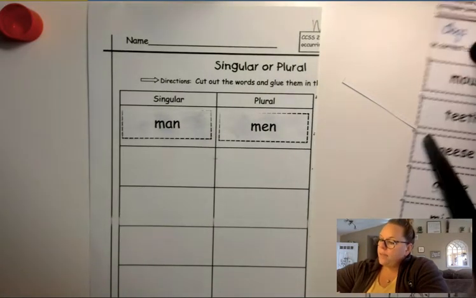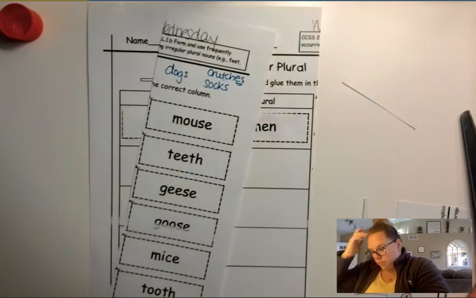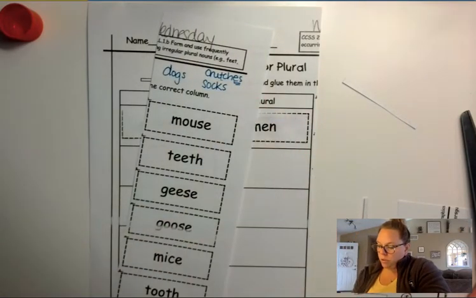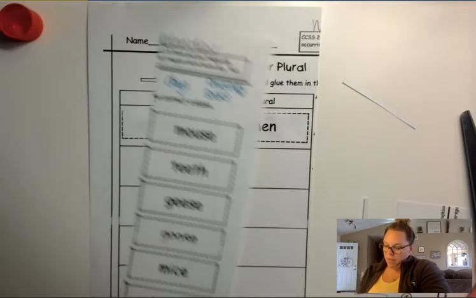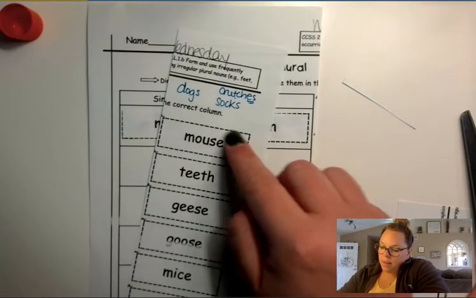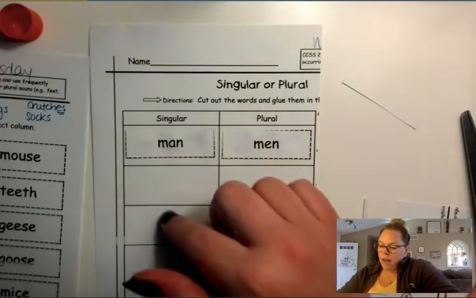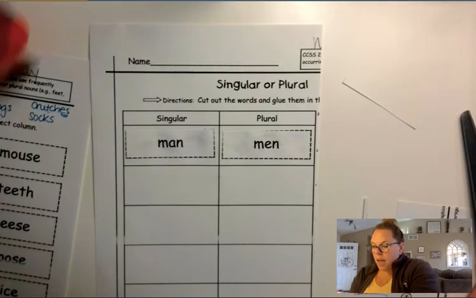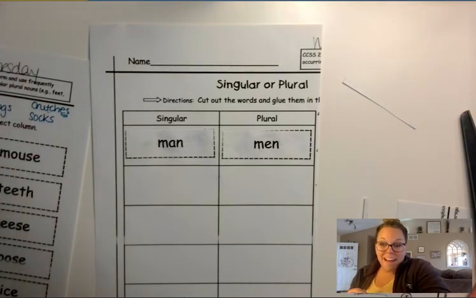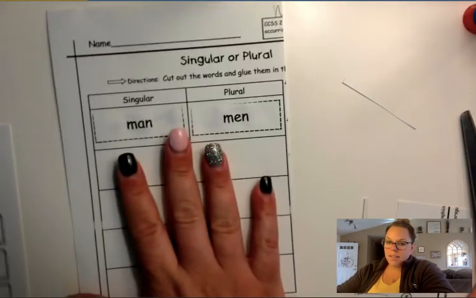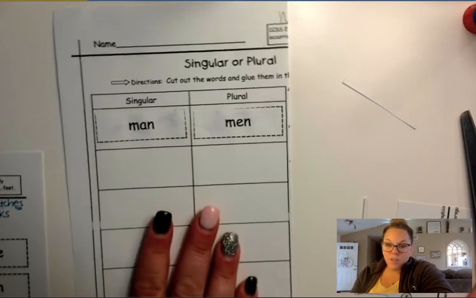Now, you will have to find which ones are singular and which ones are plural as you're going through here. So it's going to be easiest to cut them all out first and kind of line them up how you think they belong, and then make sure to glue them on. When you're done, this is the only piece that I'll need back into your Wednesday folder.